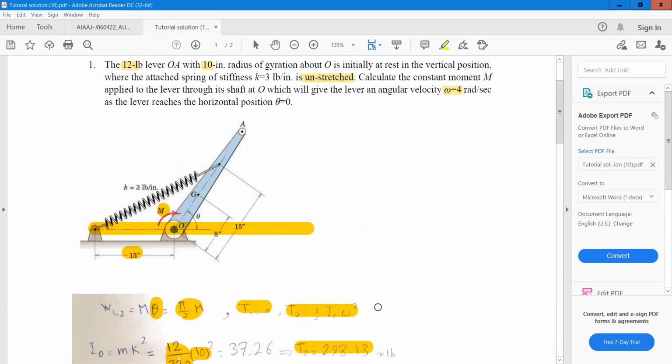Okay, is it clear? Any question? No question? Okay, we continue with the second problem.